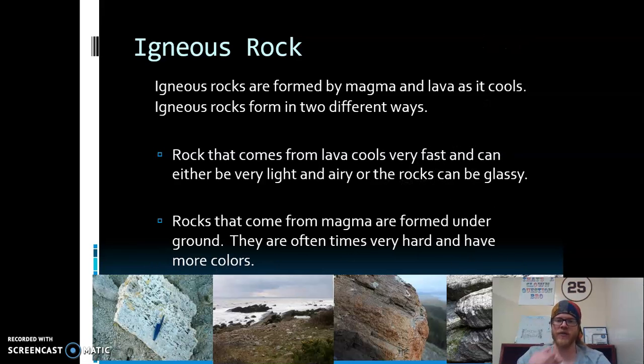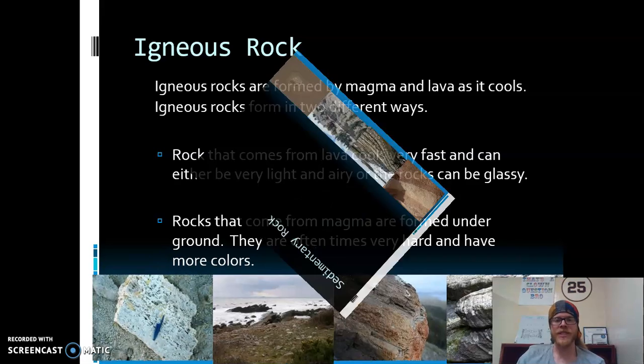And then rocks that come from magma are formed underground. They're oftentimes very hard and have more colors. So basically we have magma that makes its way to the surface and cools, or magma that cooled underground. Those are the two types. But igneous rocks are coming from the magma. The easiest way to think of it is like a lava explosion. Imagine Hawaii, where the lava is just flowing into the ocean all the time. That's constantly new igneous rocks, right?